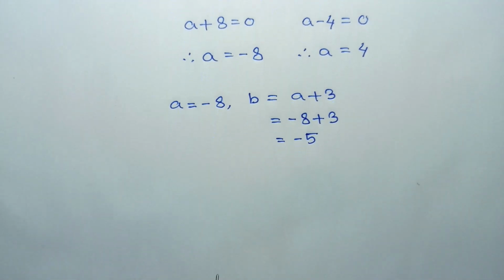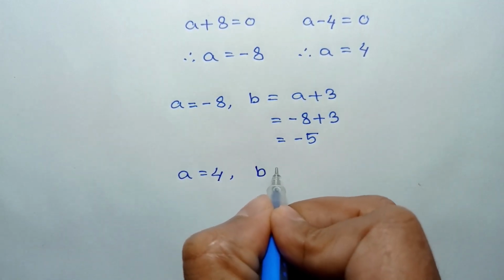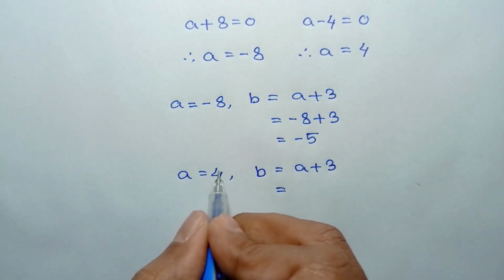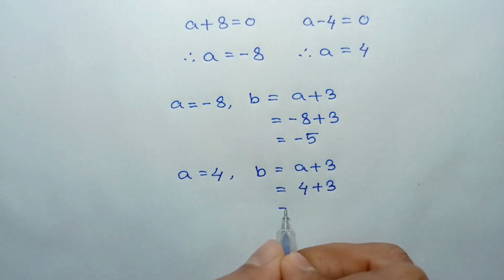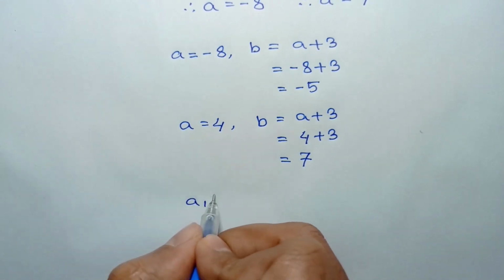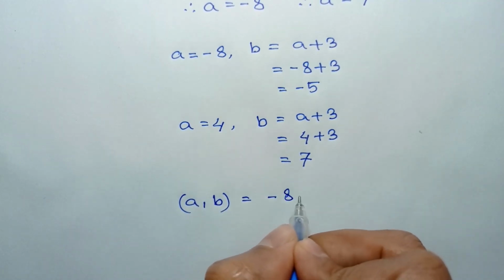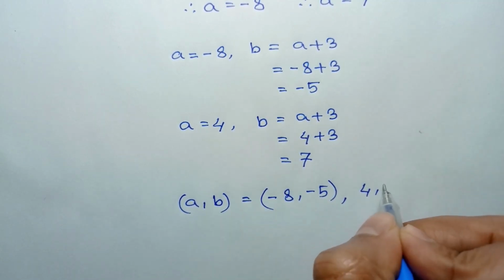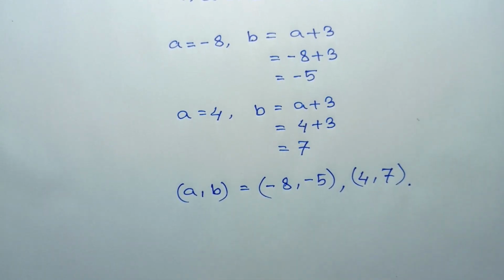And when A is equal to 4, then from equation 3, B is equal to A plus 3, substituting the value of A is equal to 4, we can write 4 plus 3 is equal to 7. So the value of A and B is, when A is equal to -8, then B is equal to -5, and when A is equal to 4, then B is equal to 7. So these are the solutions of this system of equations.